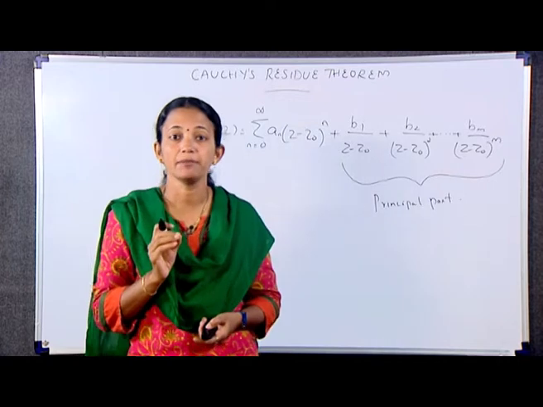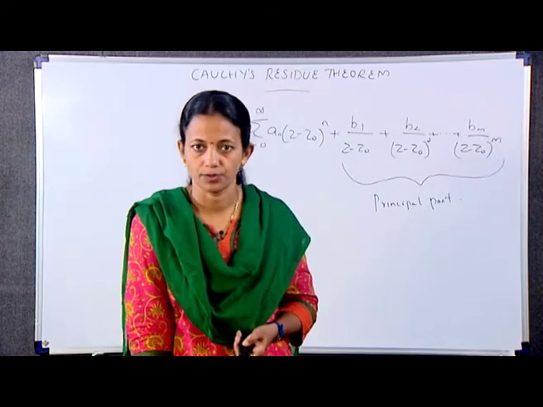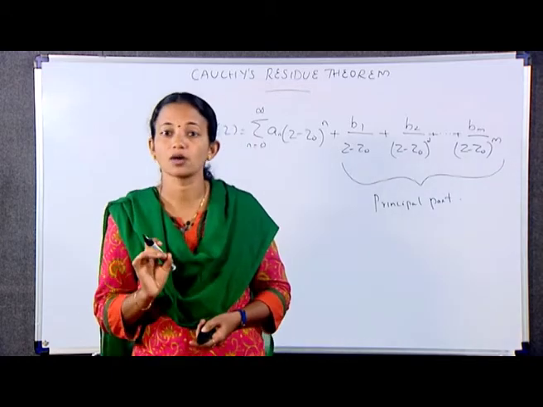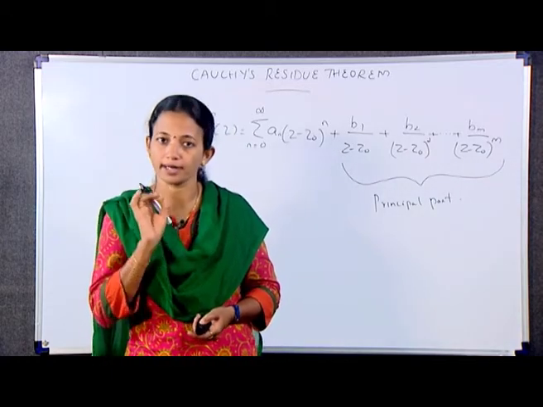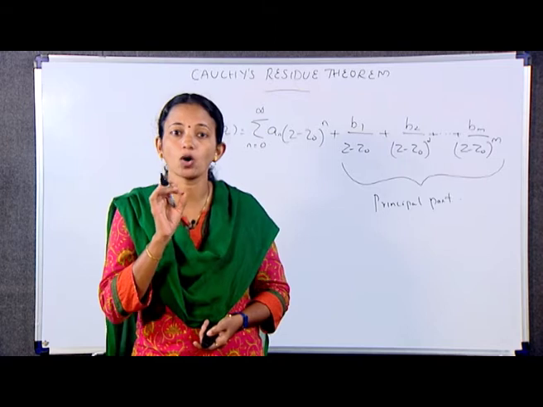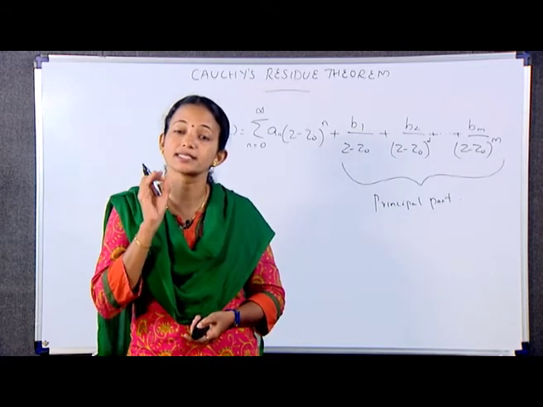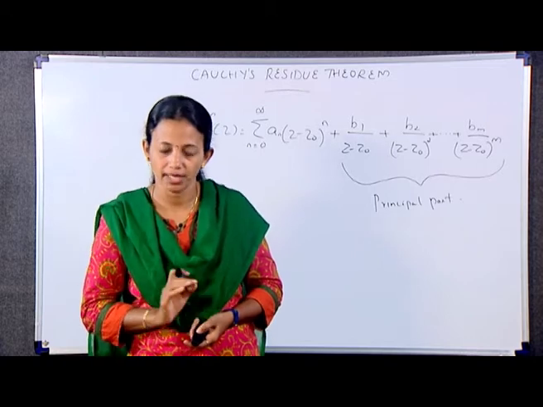Where bm is not equal to 0. In this case, the isolated singular point z0 is called a pole of order m. A pole of order m equal to 1 is usually called a simple pole. Example.